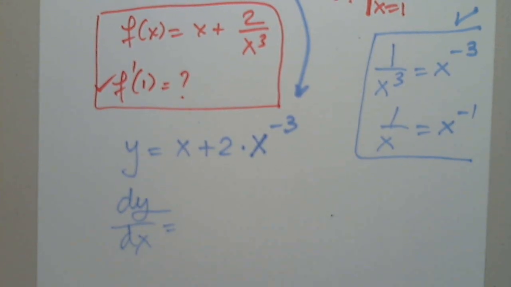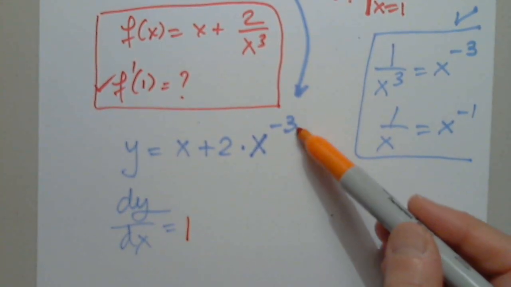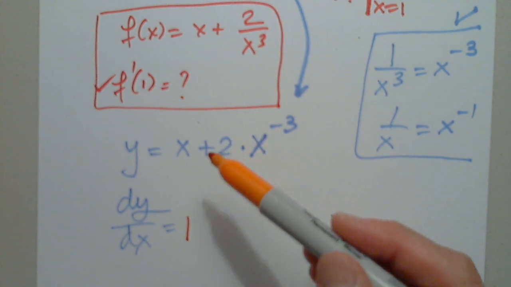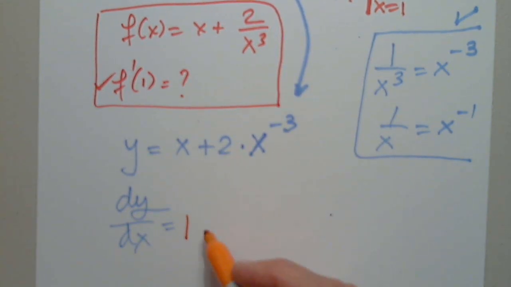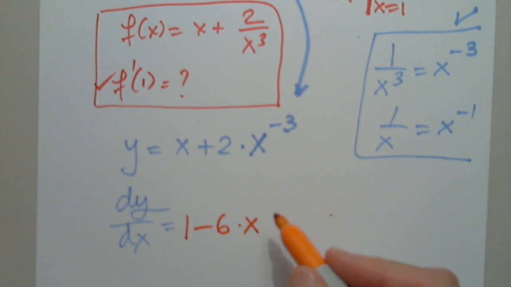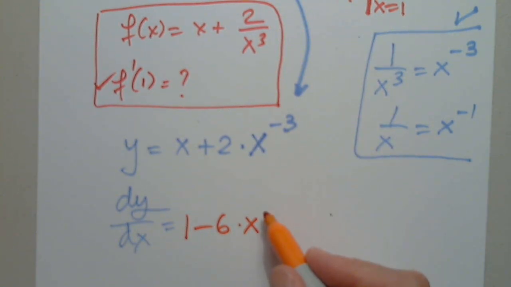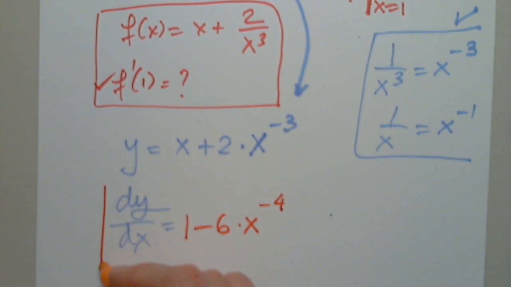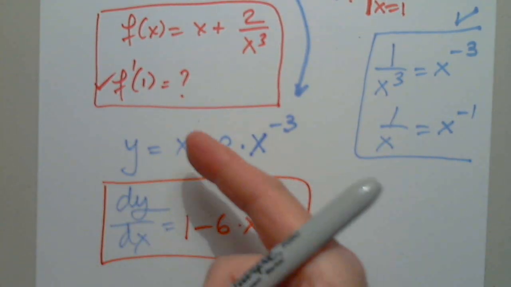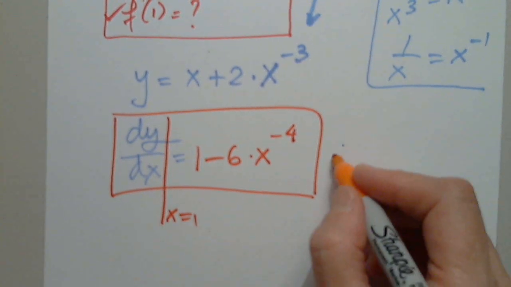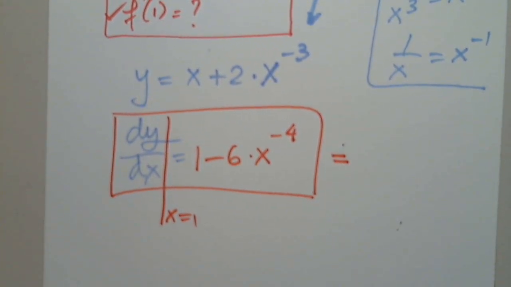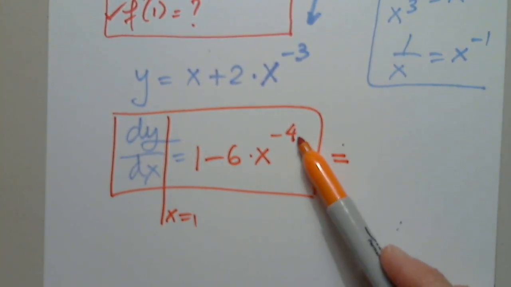One. Thank you. Can anyone multiply these two and tell us the answer? A 2 and a negative 3. Good. Negative 6. Very good. And times x to which power? Negative 4. That's it. That's all I needed. Awesome. Finally, I want to plug in 1. How much is 1 to negative 4?